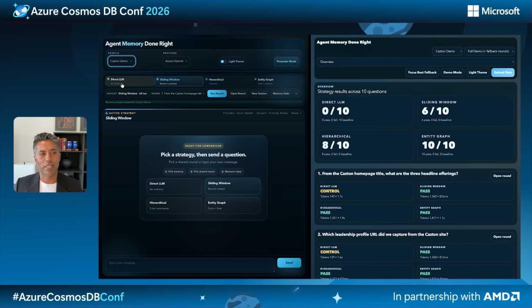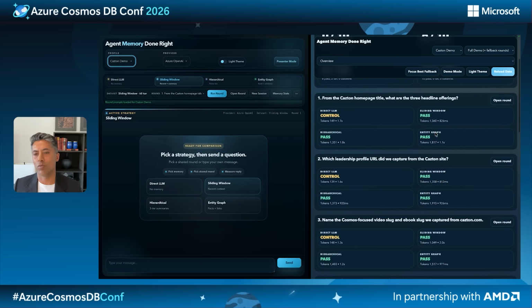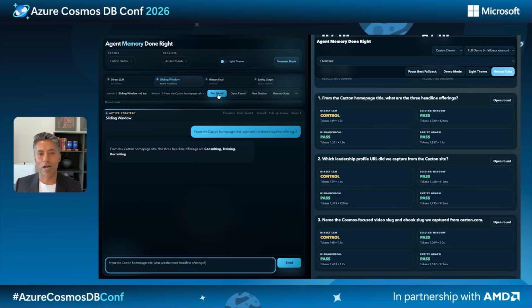I'm not going to ask anything from the direct LLM because at the end of the day, we're not going to get any answers. Now we're going to compare the other 3 strategies, which is sliding window, hierarchical, and entity graph. On the right-hand side, it's just a way to see what the results are and what to expect. So let's ask the first question and see what it does.